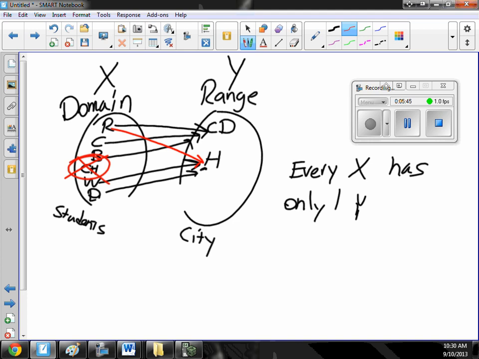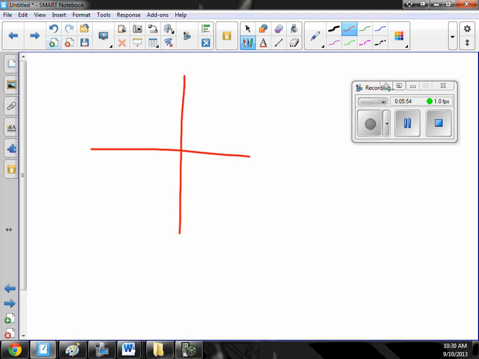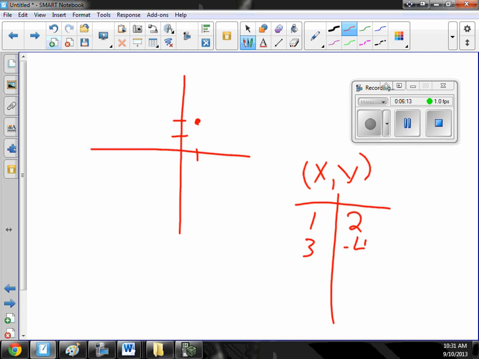One way to represent functions is with a graph. So if I draw a graph, I can represent a function by coordinates of x and y. So x comma y, and I could have a whole list of them: 1 comma 2, 3 comma negative 4. We could say that person 2 lives in city 3. So 2, 3.